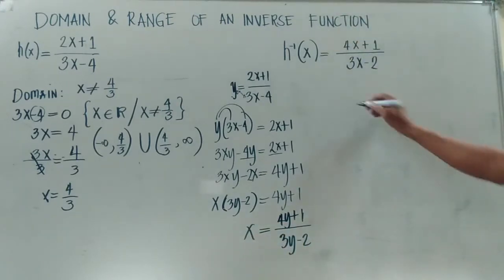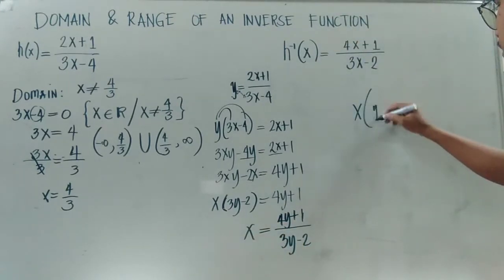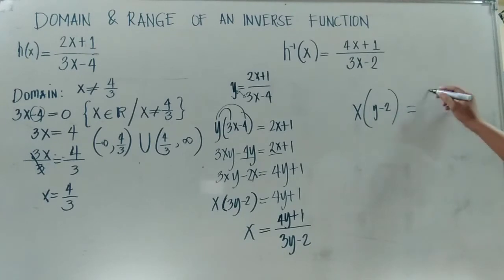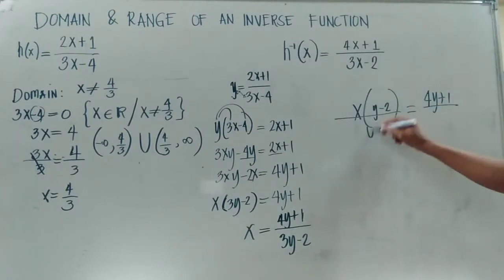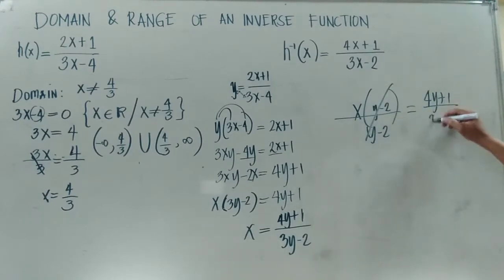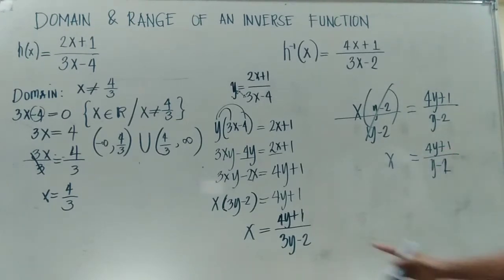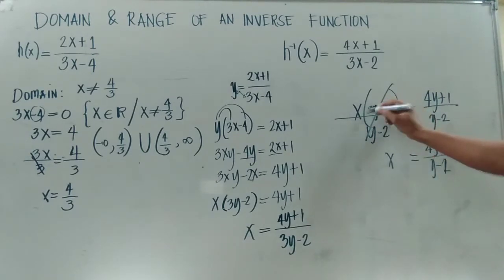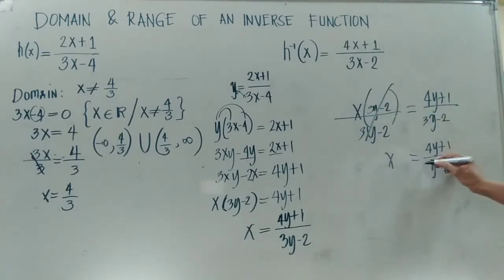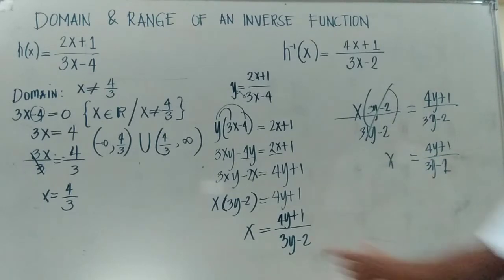Or if you have the concept, we have 3y minus 2 equals 4y plus 1. You divide by y minus 2. So therefore, x is equal to (4y plus 1) over (3y minus 2). Okay? So that is what's happening.